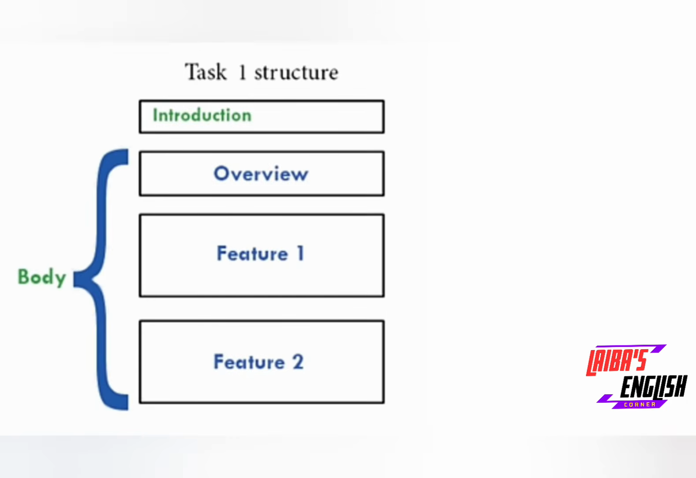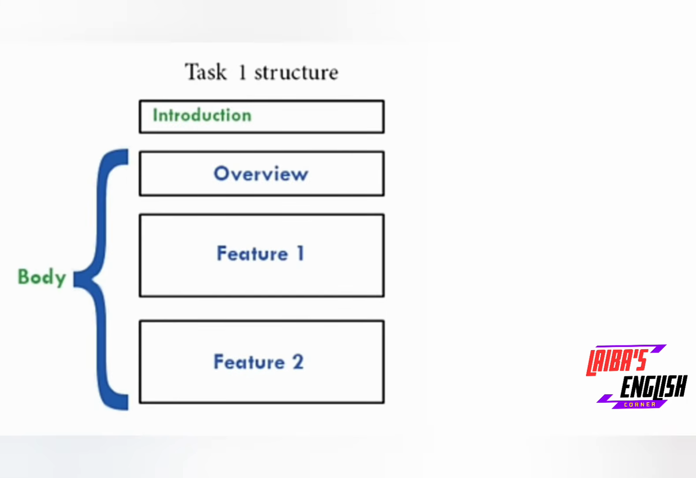Number 1 is the introduction. In the introduction, you don't need to do anything extra. You have to paraphrase the lines which are given in the diagram. The lines which are given above or below the picture, you have to just paraphrase them. Number 2, the overview. You have to write the main trends. In paragraphs number 3 and 4, you have to write the main features for 1 and main features for 2.